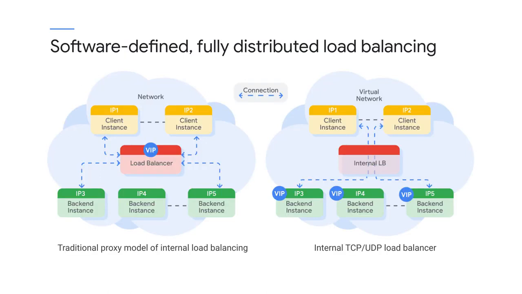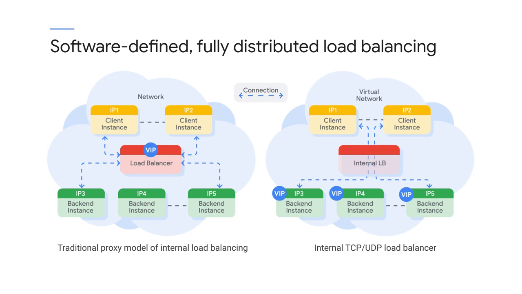Google Cloud internal load balancing is not based on a device or on a VM instance. Instead, it is a software-defined, fully distributed load balancing solution. In the traditional proxy model of internal load balancing, as shown on the left, you configure an internal IP address on a load balancing device or instances, and your client instance connects to this IP address. Traffic coming to the IP address is terminated at the load balancer, and the load balancer selects a backend to establish a new connection to. Essentially, you have two connections, one between the client and the load balancer, and one between the load balancer and the backend.